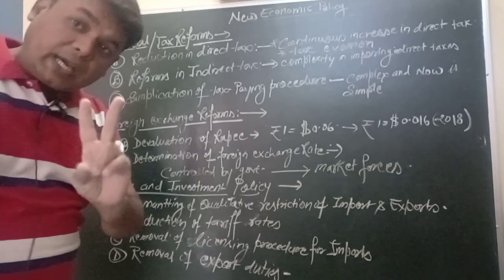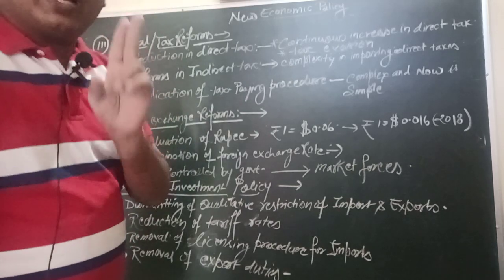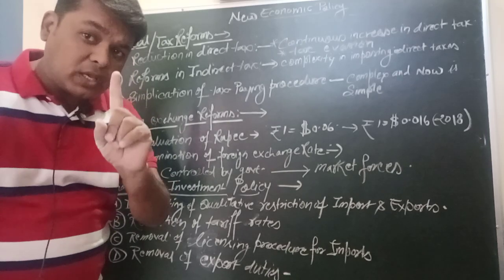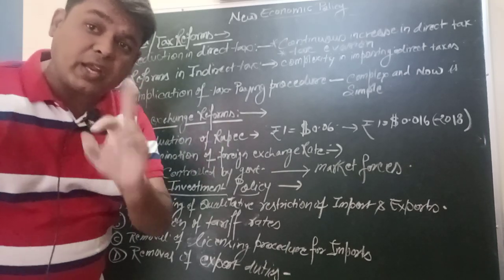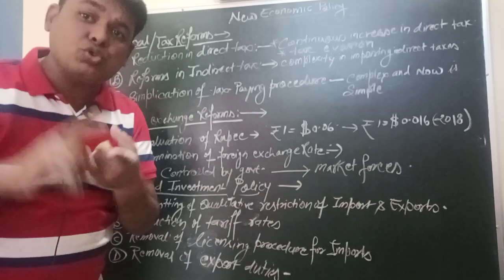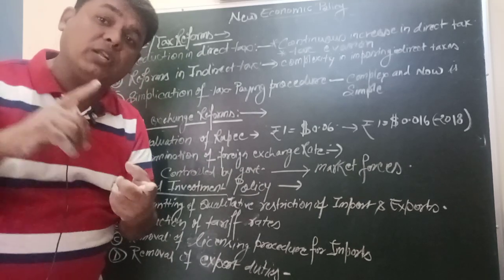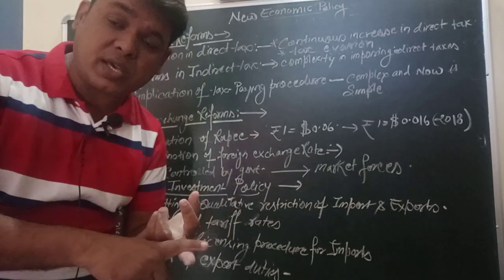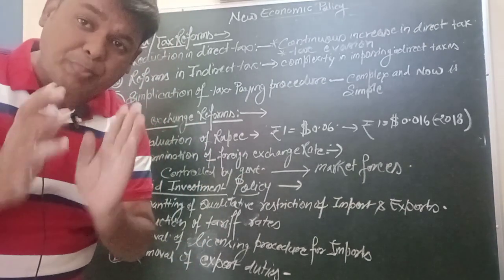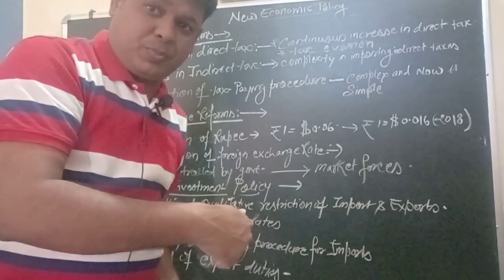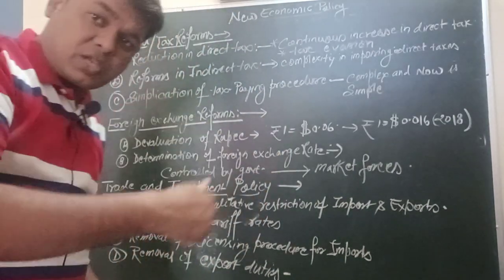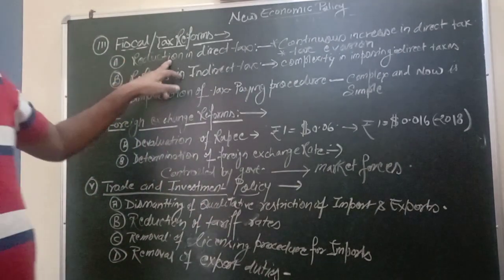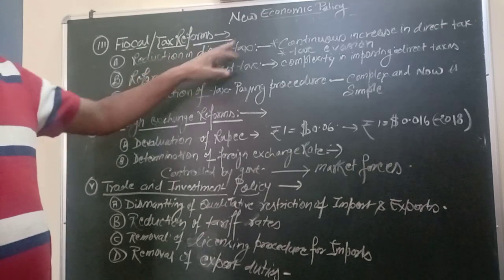There are two types of taxes imposed, or sources of revenue. The first is direct taxes, and the second is indirect taxes. Direct taxes are those paid by the public directly to the government, and indirect taxes are those we pay indirectly to the government through some agency or some services. First, we will see the reduction in direct taxes.